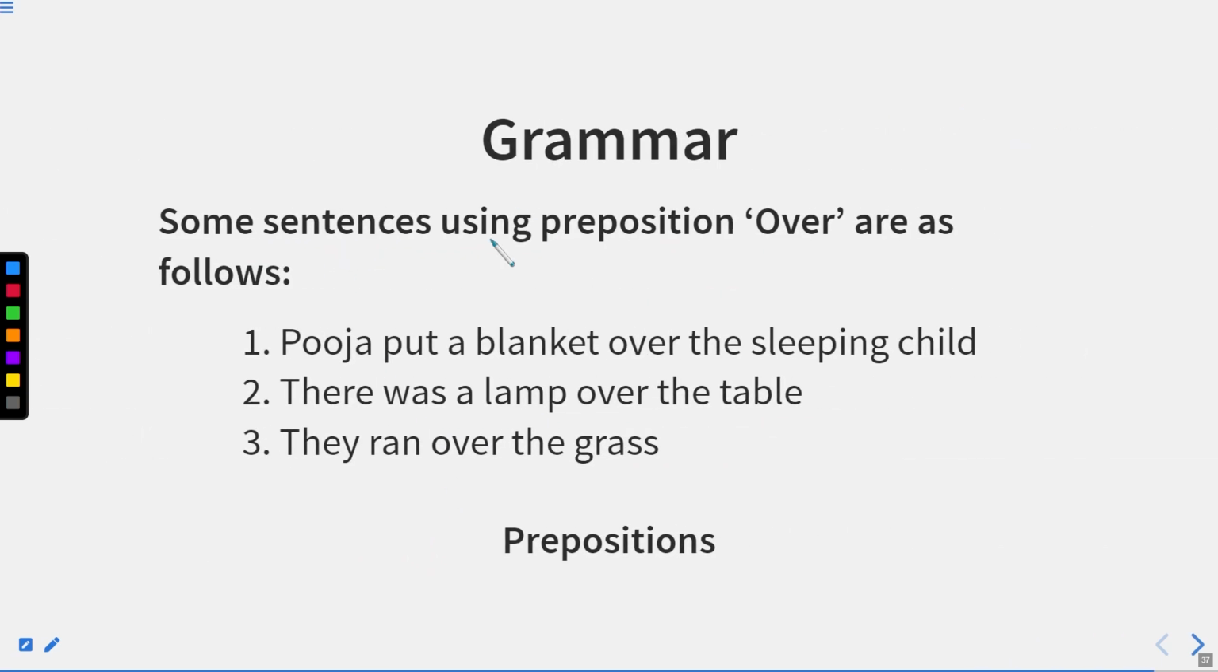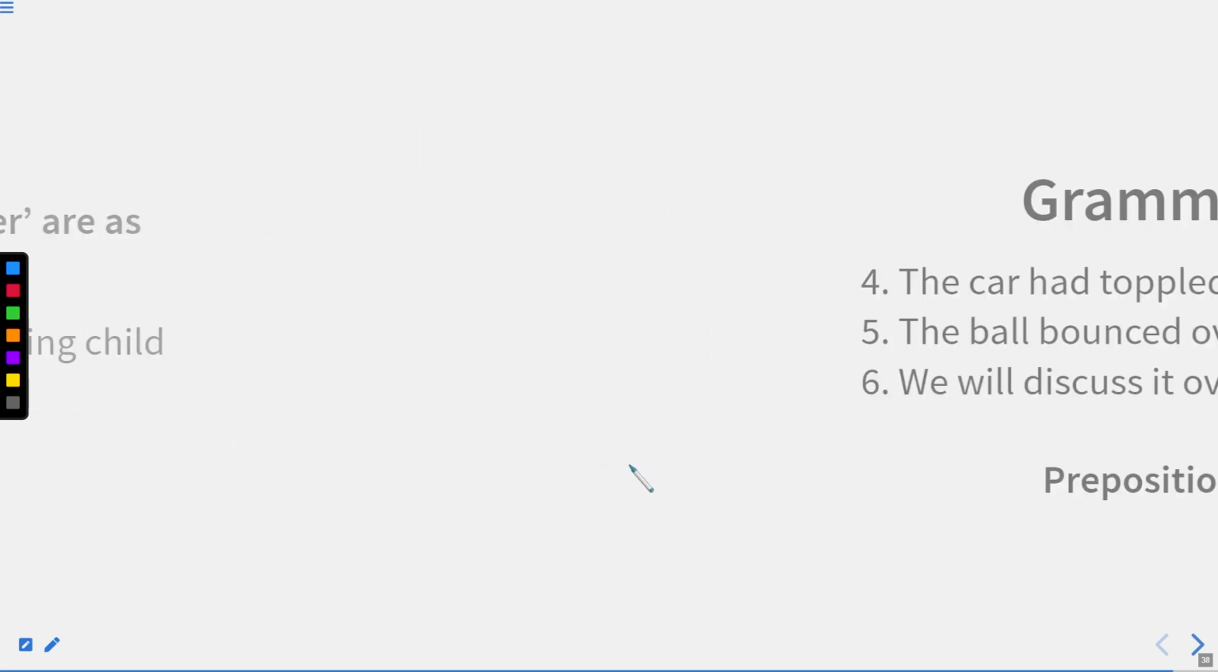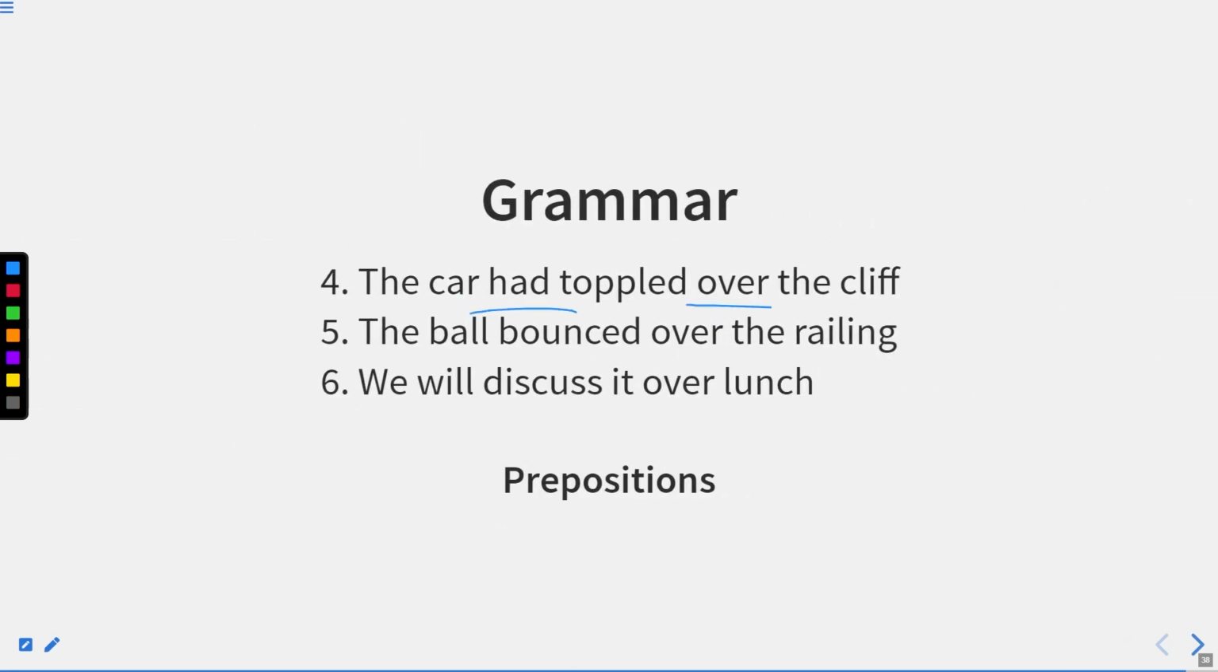Now some sentences using the preposition over are as follows. Pooja put a blanket over the sleeping child. There was a lamp over the table. They ran over the grass. The car had toppled over the cliff. The ball bounced over the railing. Railing means the railing is here and the ball bounced from this side to that side. We will discuss it over lunch. It means during the lunch time.